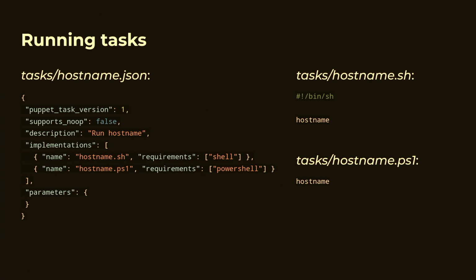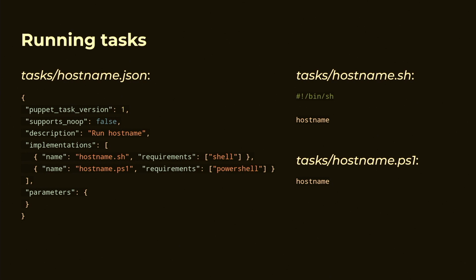So that thing where I was saying I was running stuff against Windows and Linux, and that that only works so far. There's only so many things you can do on both. Well, the way that you handle that, if you actually do want a task to be able to run on both, or on multiple operating systems or whatever, is you have this implementations block in your JSON, and that actually tells it which script to run for which platform, right? And so in this case, I'm saying if I have a shell, run hostname.sh. If I have PowerShell, which is only going to be on Windows, then use hostname.ps1.